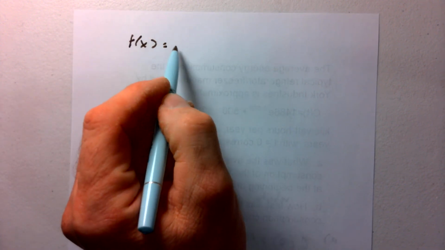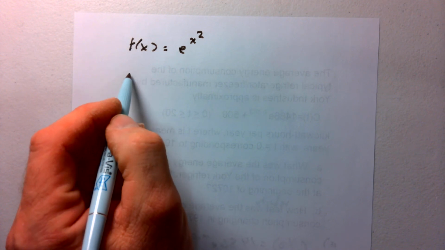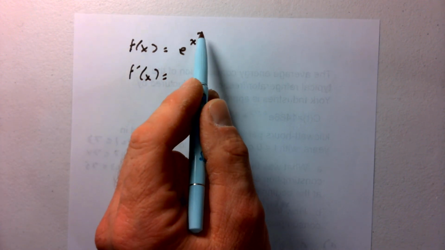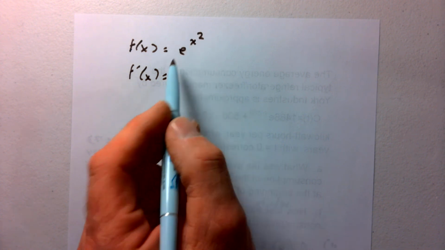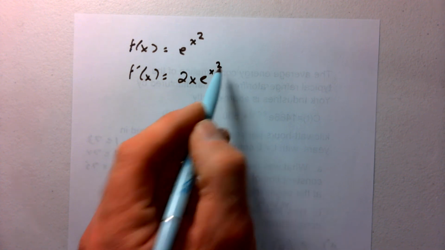So I'm going to give you f of x equals e to the x squared. I'm going to ask you to find the second derivative of this. So the first thing we're going to do is find the first derivative. First derivative, e to the x squared. Derivative of e to the x squared. Well, find derivative of the exponent, which is going to be 2x. And then e, that exponent will not change.